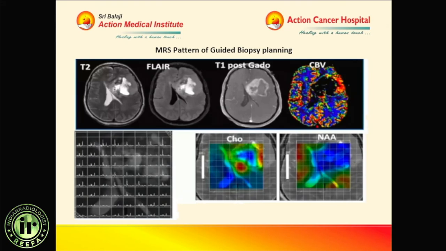Now, an important MRS use is also guiding the biopsy planning. So we have got a ring, a densely enhancing heterogeneous lesion. Now, what is this that we can see? This is the tissue where the choline peak is a maximum. So if we take biopsy from this area, only then it is going to be positive. Otherwise, it can be false negative.